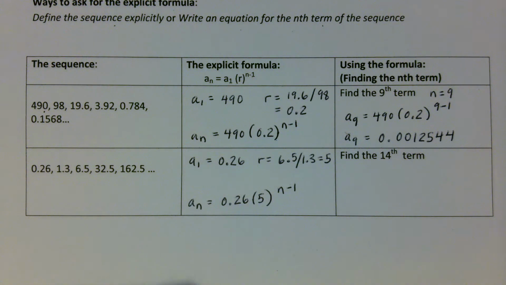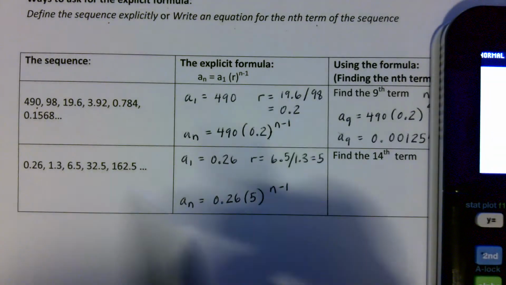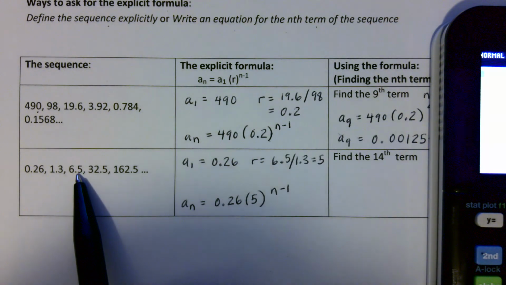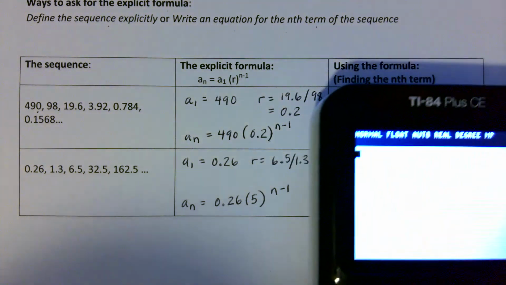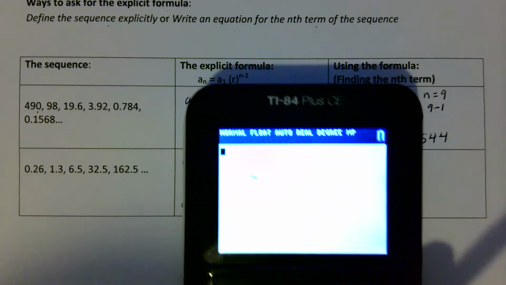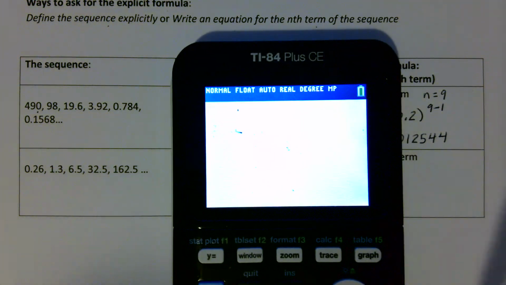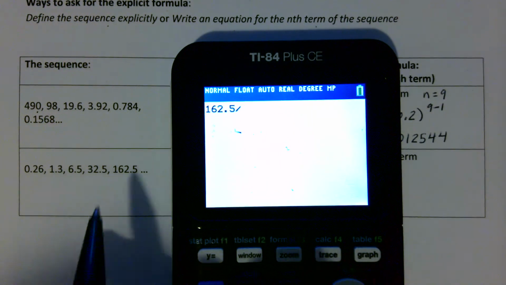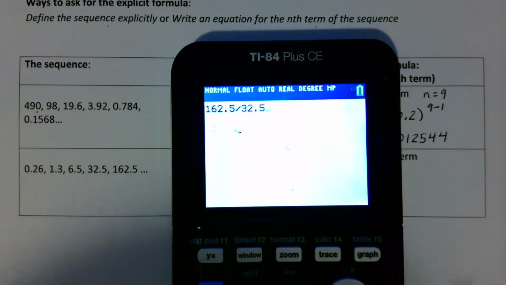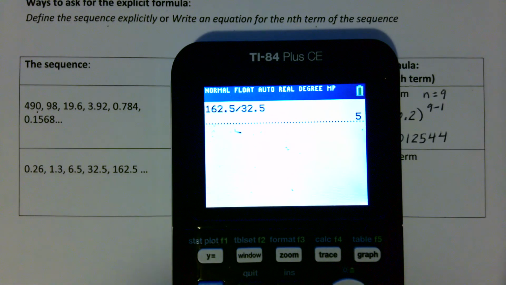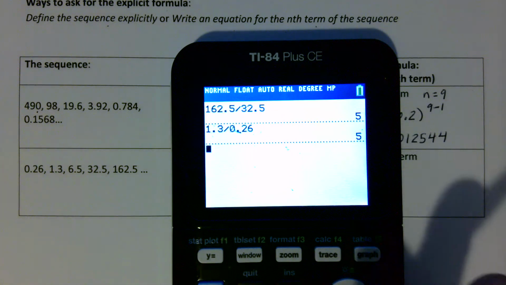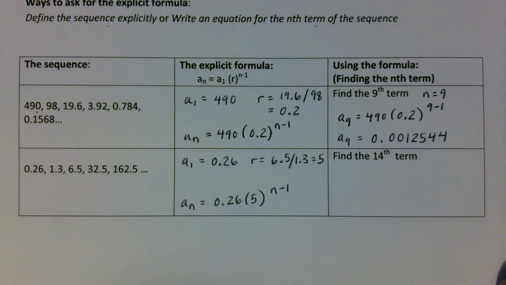Did you write your explicit formula correctly? Our first term is 0.26, and to find the common ratio, I took one number and divided by the previous. But remember, we want to double check to make sure it's really working for all the terms. So I'm going to take another term, 162.5, and divide by the previous term, 32.5, and I get 5 again. Let's try it with one more: 1.3 divided by 0.26, and I get 5 once more. So I know that my common ratio truly was 5.